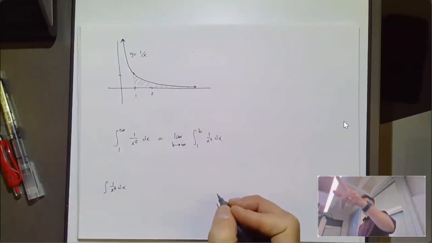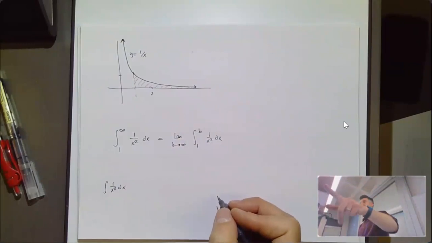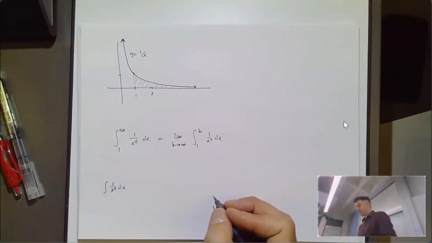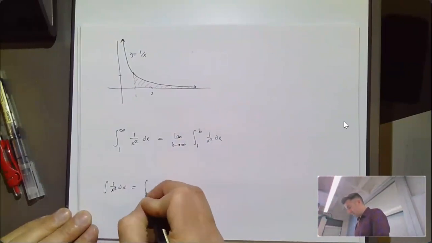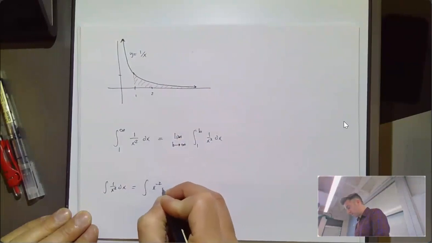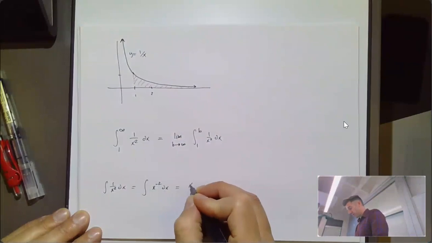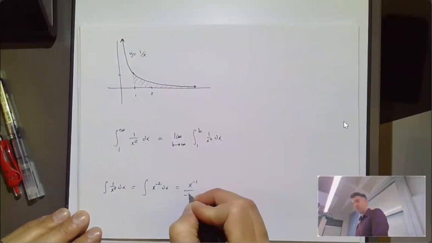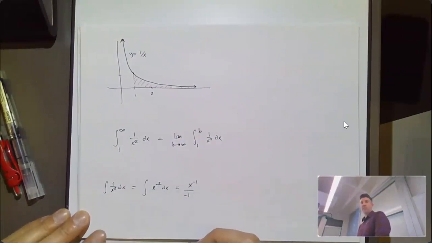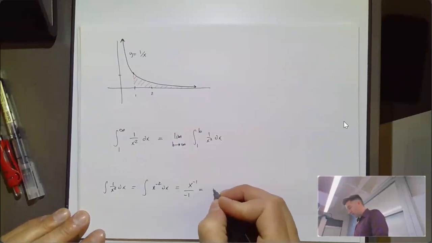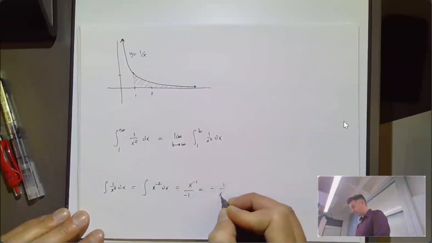It's not going to be natural log of x. And, well, it is going to be negative, but not natural log. So if we rewrite this, we have x to the negative 2. And what's the antiderivative of x to the negative 2? x to the negative 1 over negative 1, which I would prefer to write as negative 1 over x.